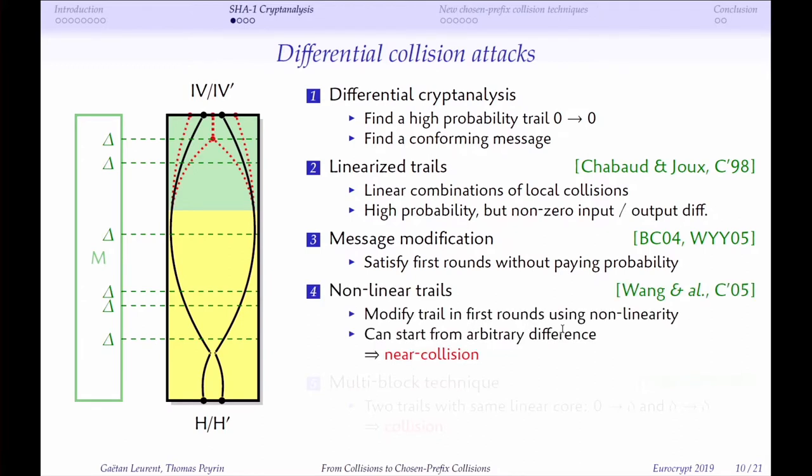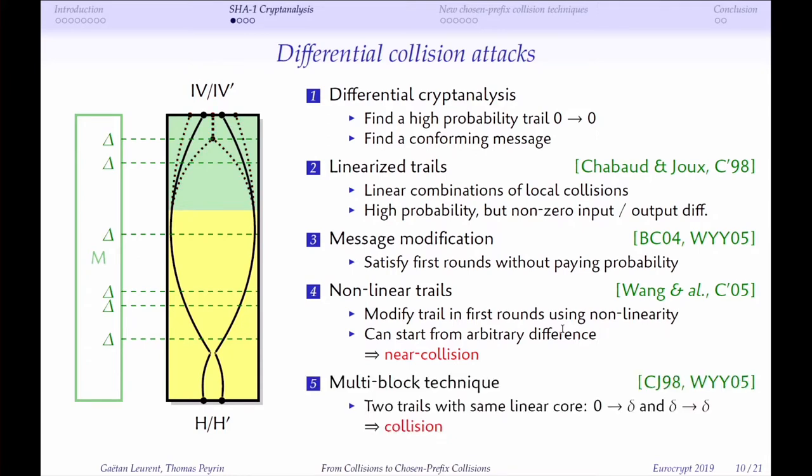But now what we can do is, in those initial steps, instead of using the nice trails that are linearized, we can just modify them and use basically arbitrary trails, even if the probability is super bad. It doesn't matter because we don't pay this probability anyway. So we can actually start from an arbitrary difference and then connect to a good trail in the middle. And using this, you already get near collisions because you can start from zero and get a small difference here.